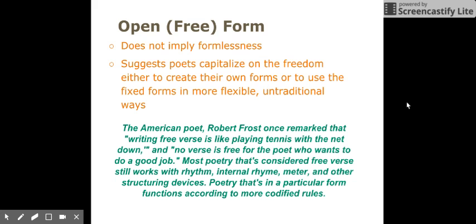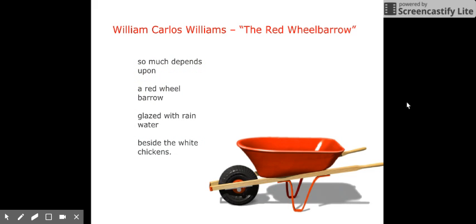Basically implying that there's a lot of thought that goes into how poems are organized, whether closed form or open form. All right. So the first poem I'm going to ask you to take a quick look at is The Red Wheelbarrow by William Carlos Williams. So take a look. So much depends upon a red wheelbarrow, glazed with rainwater beside the white chickens.